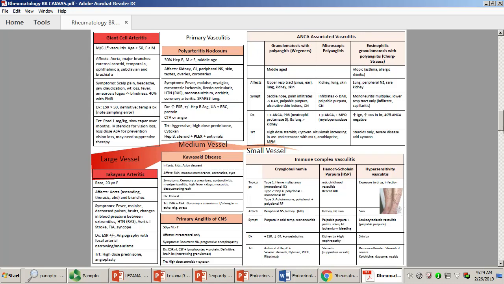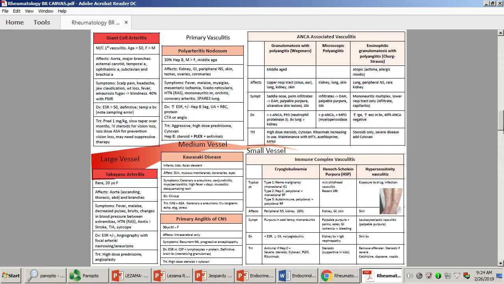So the symptoms: fever, malaise, myalgias, mesenteric ischemia. Livedo reticularis is the common rash that they often talk to you about. You guys know that dependent, lacy, purplish rash that you'd see with livedo reticularis. Hypertension if the renal arteries are involved. Orchitis is really the testicular involvement that you would see.